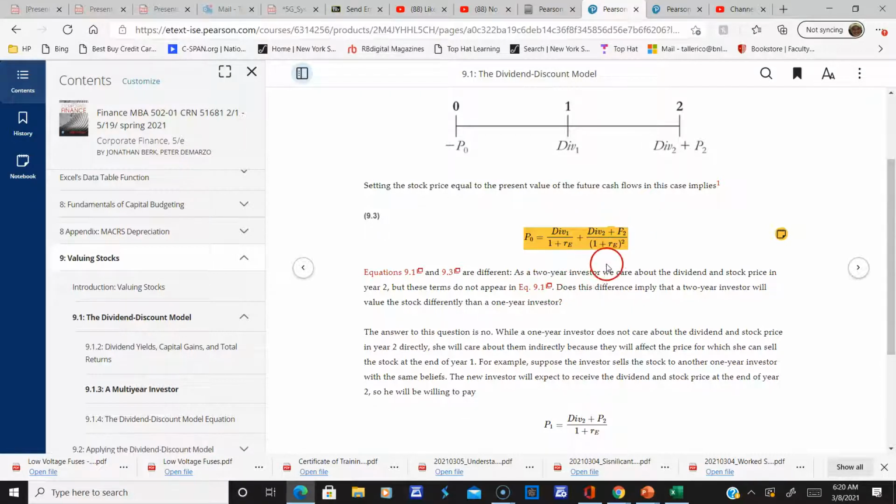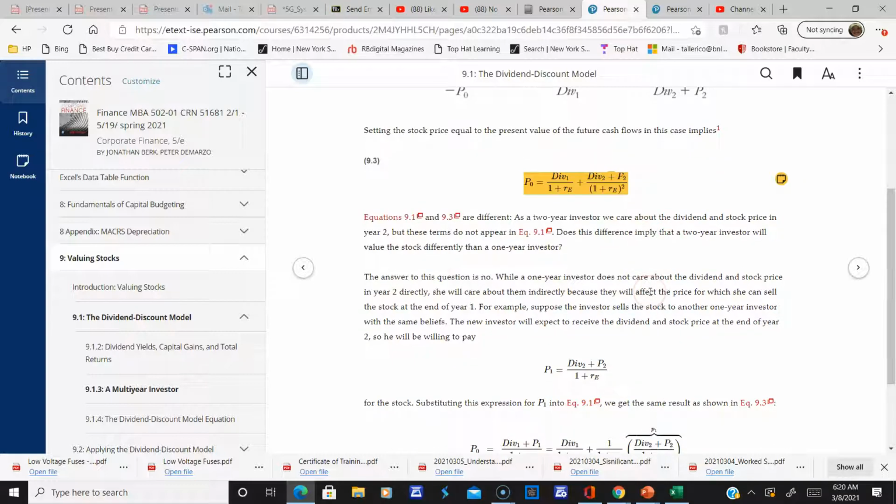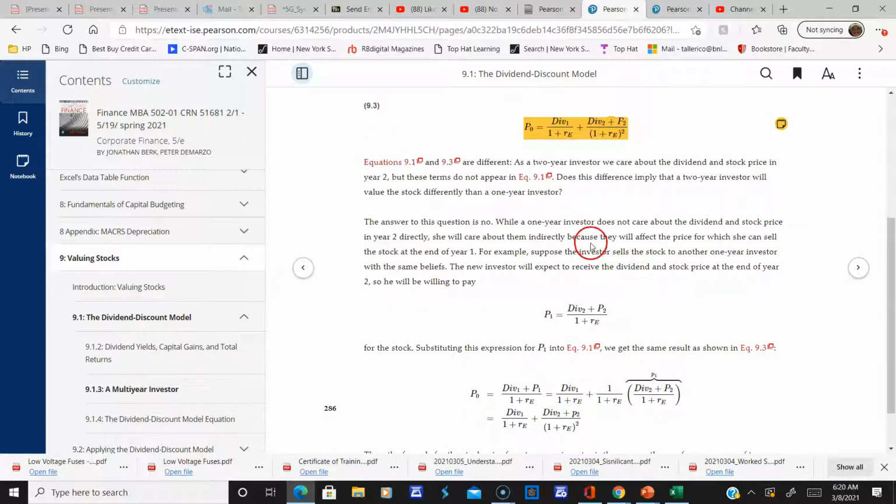So as a 2-year investor, we care about the dividend and stock price in year two, but these terms do not appear in equation 9.1. Okay, does this difference imply that a 2-year investor will value the stock differently than a 1-year investor? And the answer is no, of course, right? A value is value, right? While a 1-year investor does not care about the dividend and stock price in year two directly, she will care about them indirectly because they will affect the price for which she can sell the stock at the end of year one.